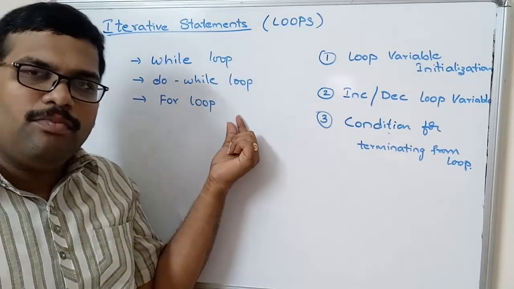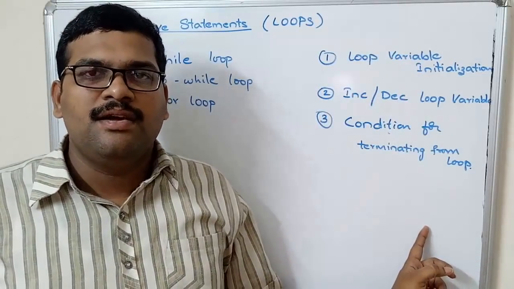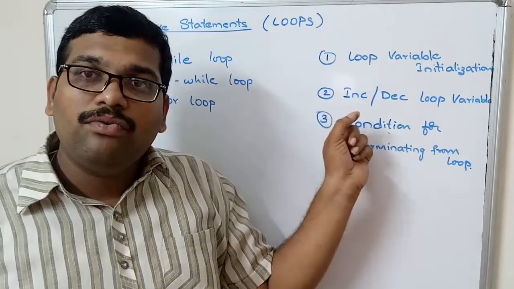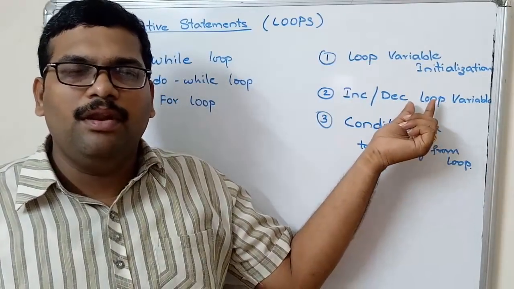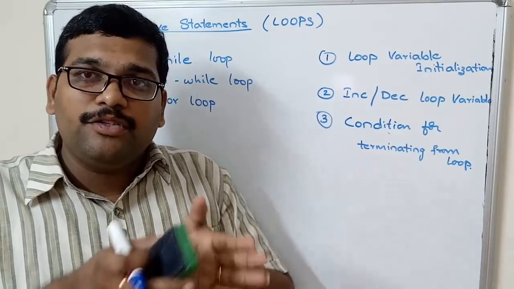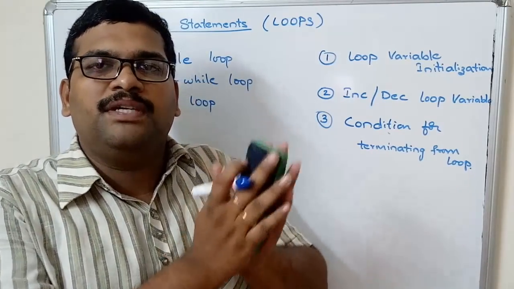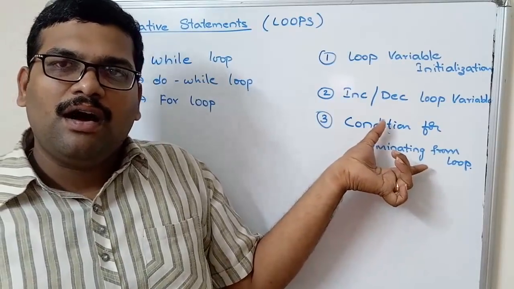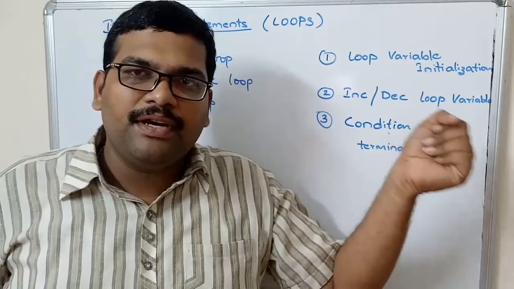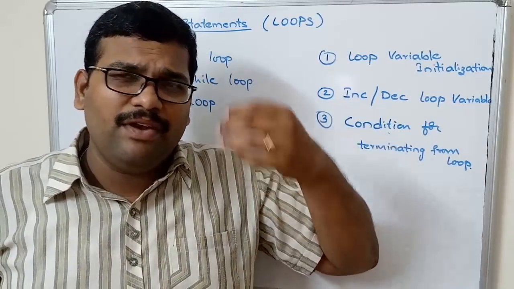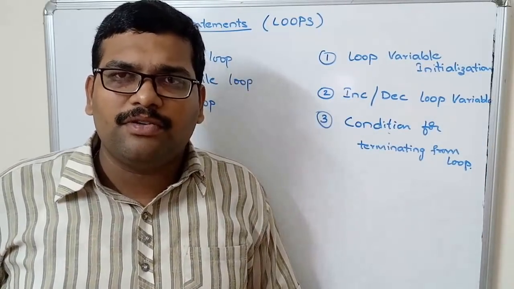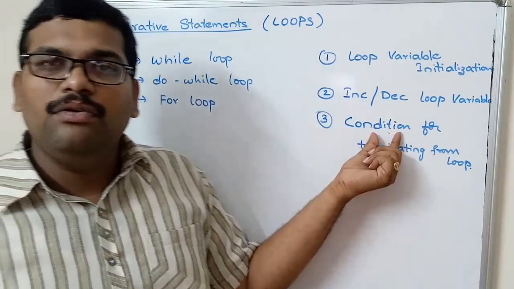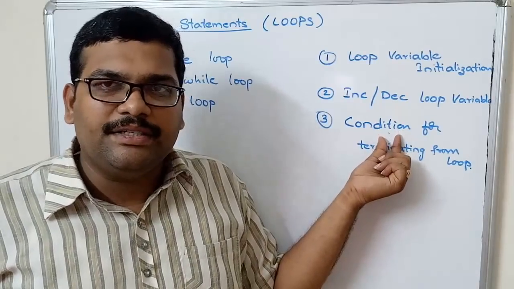So these three things we should follow while executing these loops. In each loop we have to do these three things. One, we have to initialize one loop variable. Second, we have to update this loop variable frequently. And third, we need to specify a condition where the loop must terminate. If this condition fails, automatically the loop will go into an infinite loop. That means an infinite number of times, there will be no stop to executing the set of statements. So for that purpose we need to give the condition.